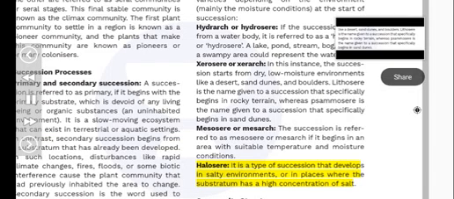Halosere, succession that develops in salty environments, or in places where the substratum has a high concentration of salt.